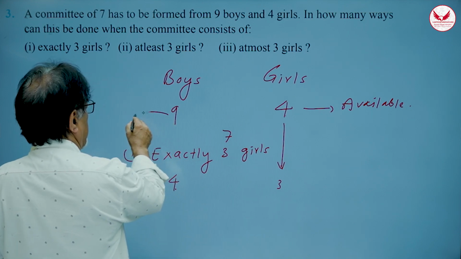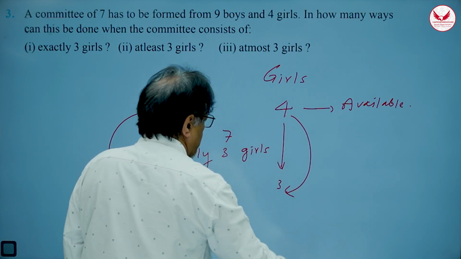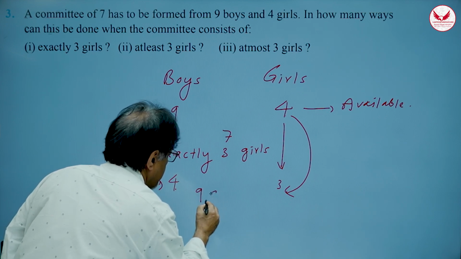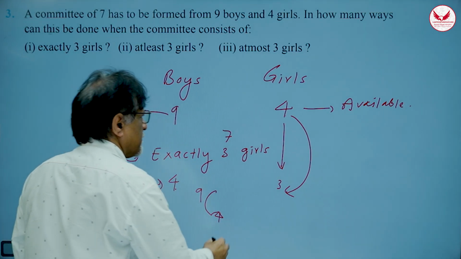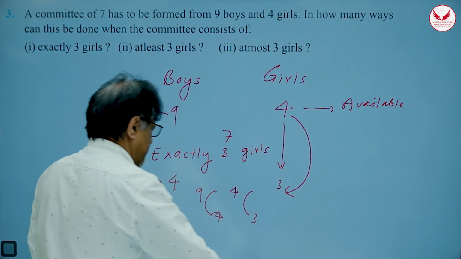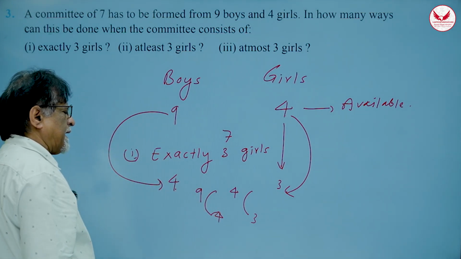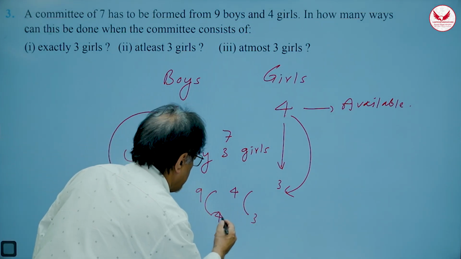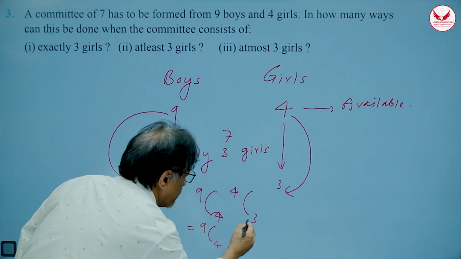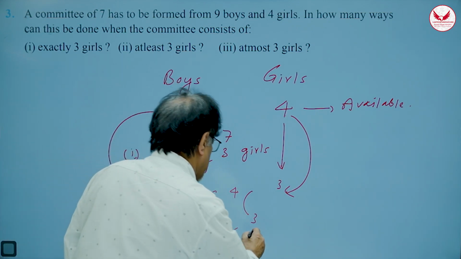selected. So 4 boys have to be selected from 9 and 3 girls have to be selected from 4. That can be done in how many ways? Obviously, it can be done in 9C4 ways, right? Multiplied by 4C3 ways. Okay. Now 9C4, 4 is already less than half of 9, so I'm not going to change this, but this one I can change. So it is 9C4 and this 4C3 can be written as 4C1. Correct? Now it becomes easier for us to calculate.